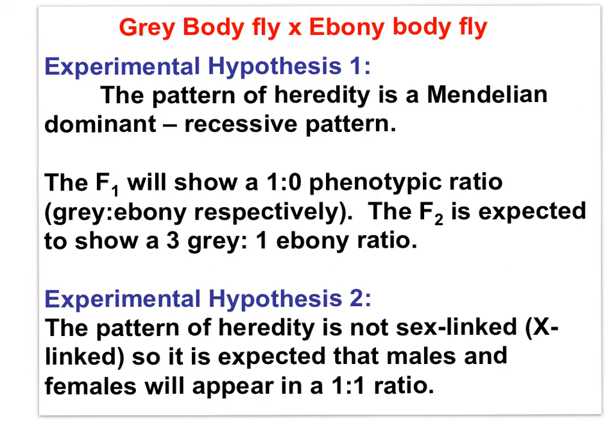Let's try our hand at chi-square analysis in genetics using a cross of fruit flies, gray body fly against an ebony body fly. The experimental hypothesis is that the pattern of heredity for the gene for body color is a Mendelian dominant recessive pattern. The F1 will show a 1-0 phenotypic ratio, gray to ebony, and the F2 would be expected to show a phenotypic ratio of 3 gray to 1 ebony. There could be a different experimental hypothesis, one that examined sex linkage, where we would count the numbers of males and females with the trait. But let's keep our focus on the first experimental hypothesis.